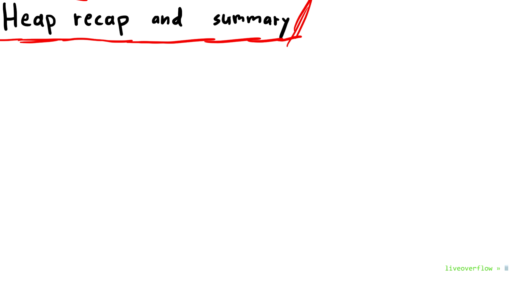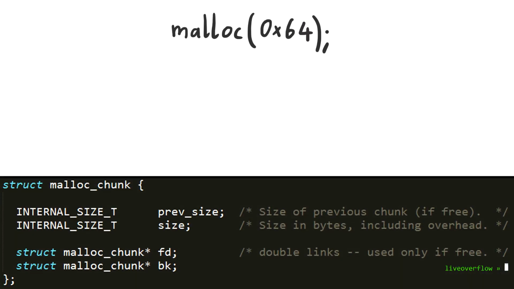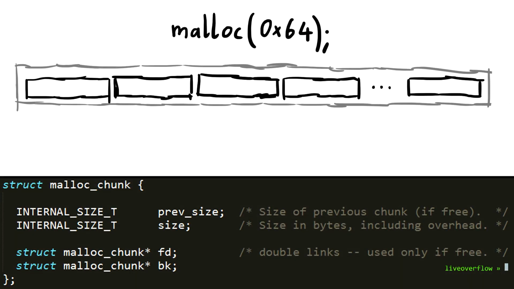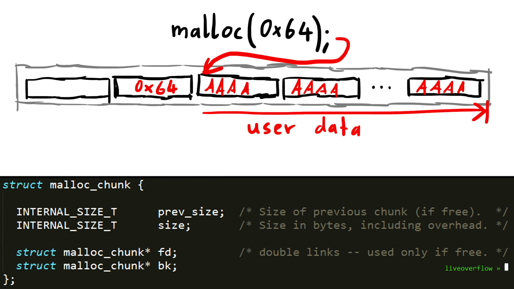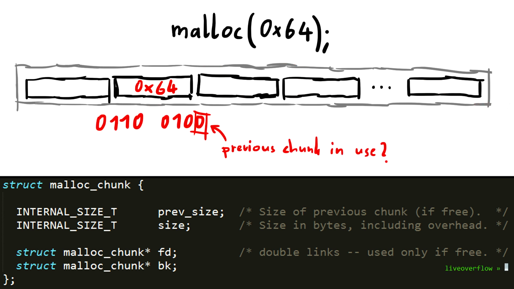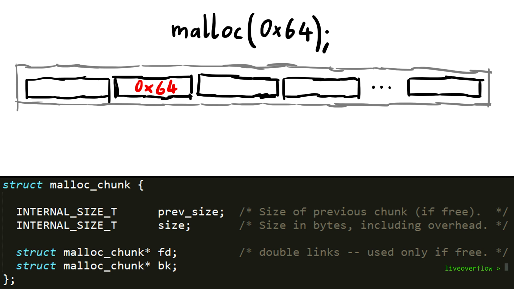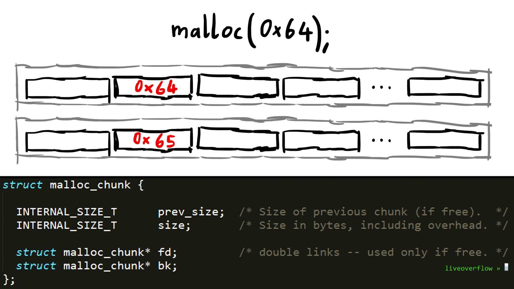So let's look again at what a heap chunk looks like. When you allocate a chunk of a certain size, the size of the chunk will be written to the second word and malloc will return the address here. This means you have this area for user data. The last bits of the chunk size have special meaning. Most importantly, the last bit is the previous in use bit. So that is information about the chunk before.